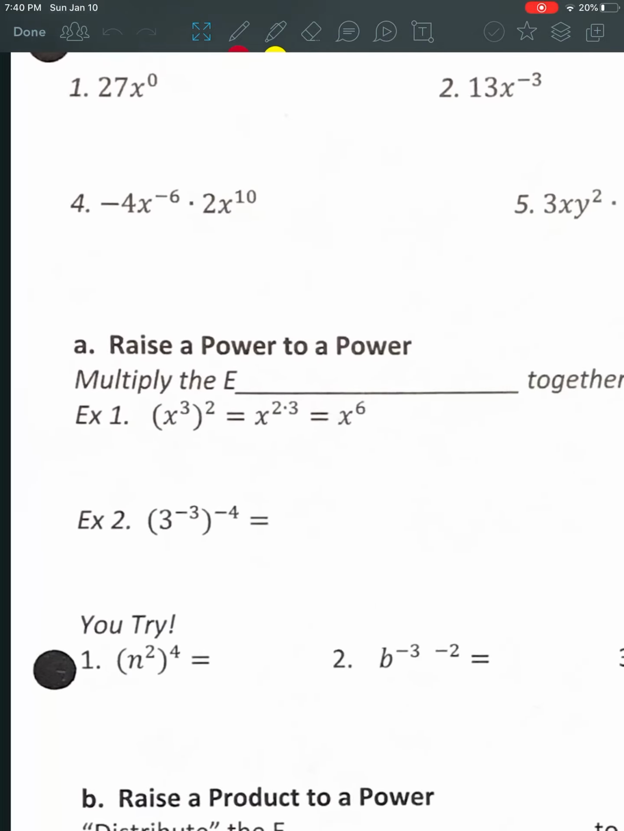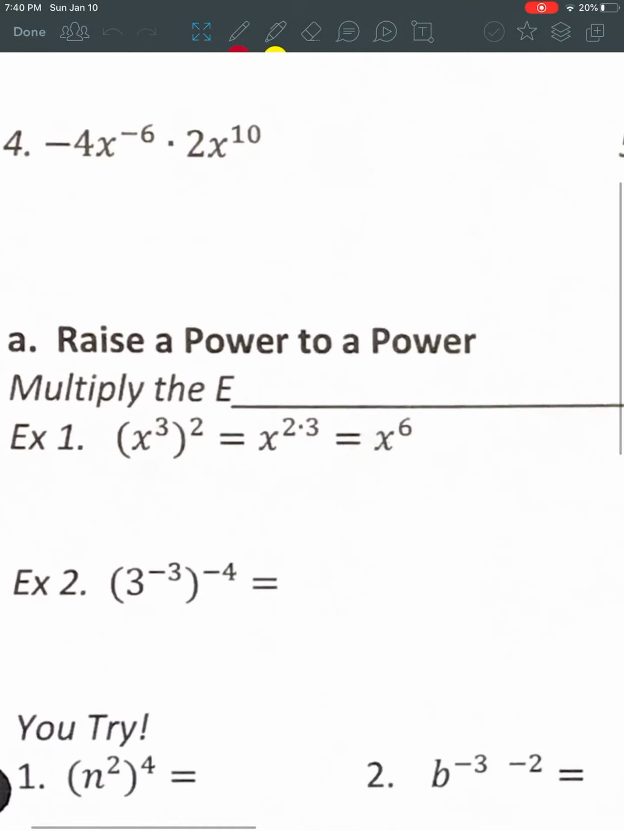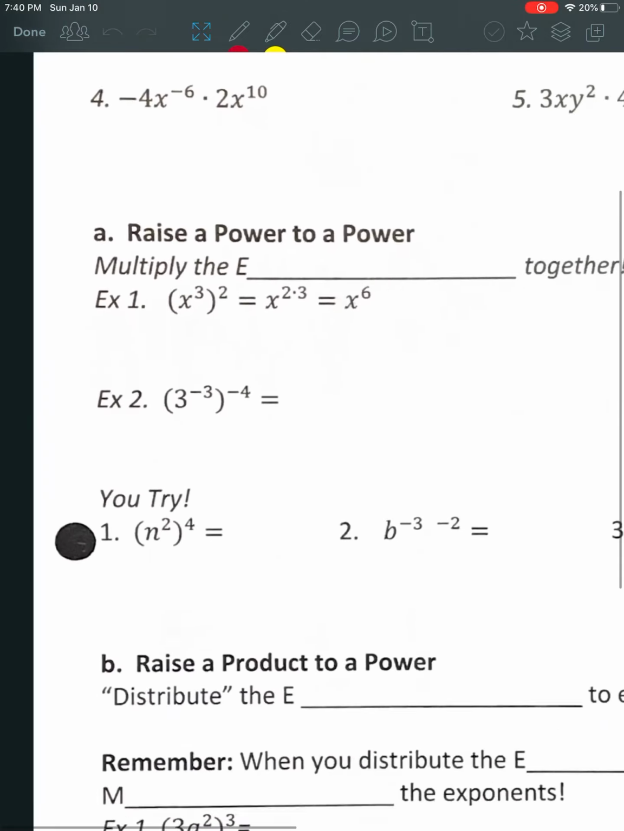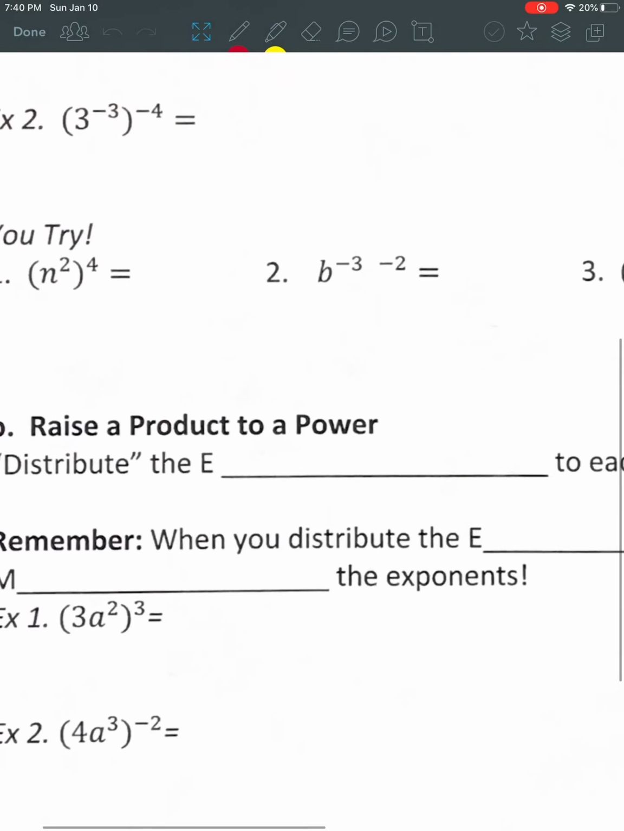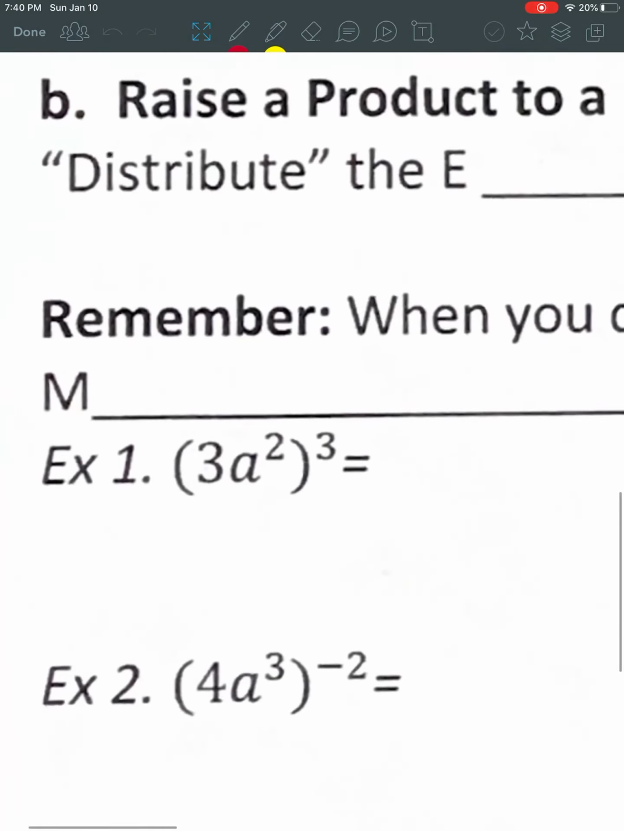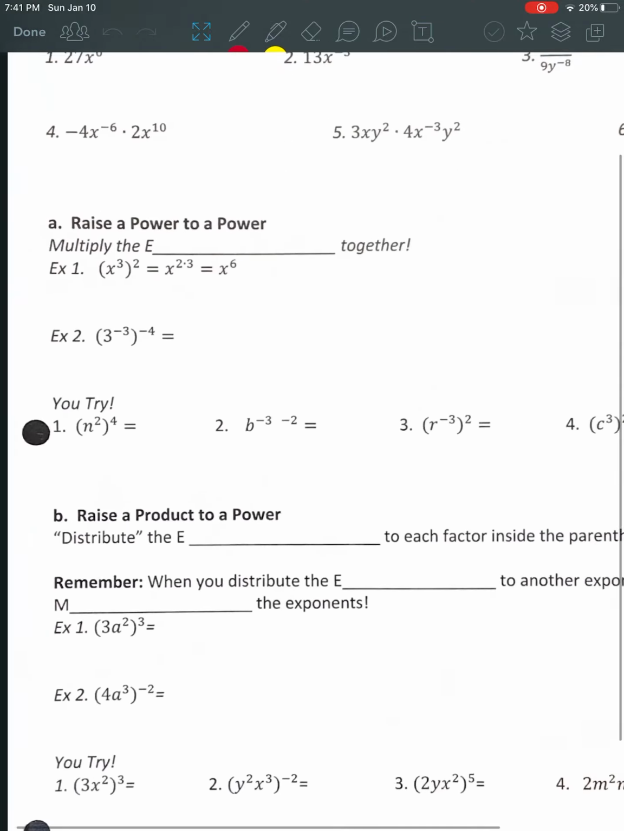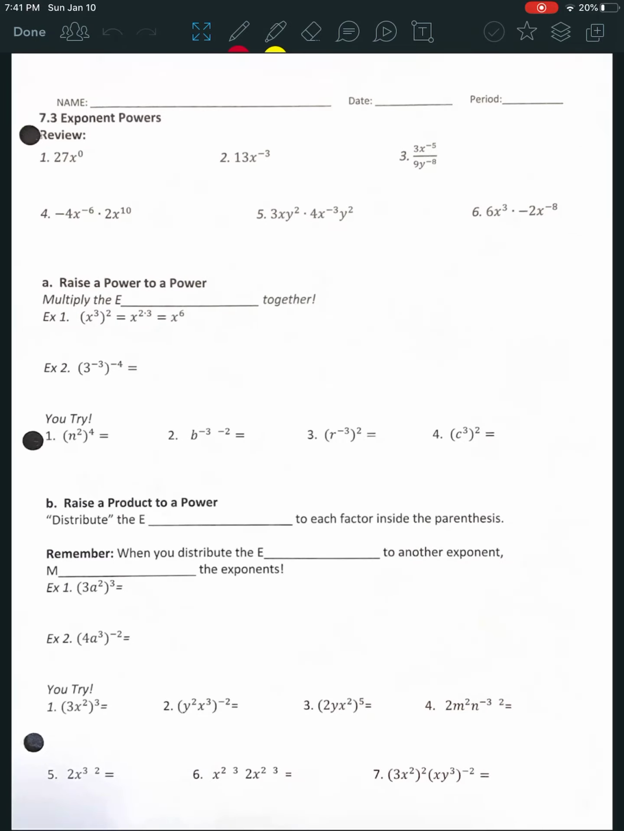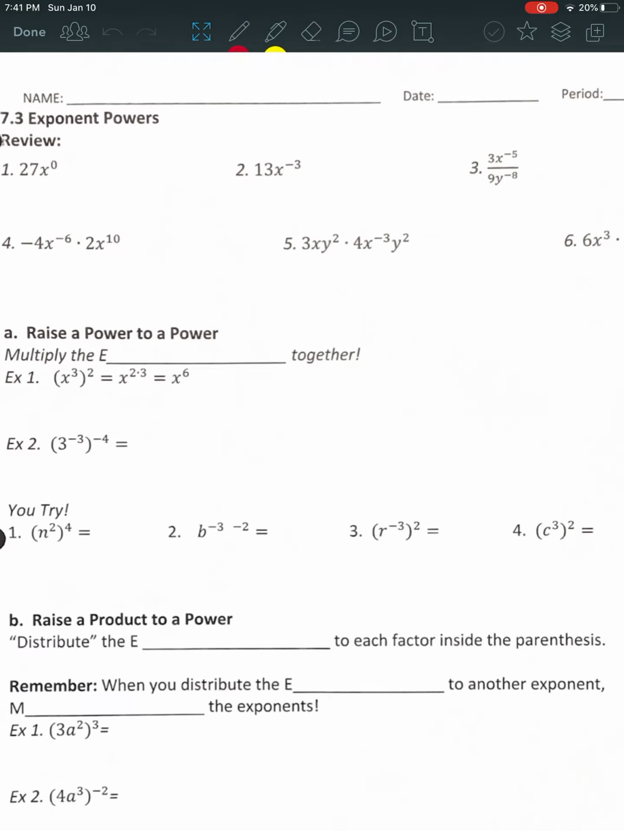Today's lesson is over more exponent properties. We're going to talk about two more. One is power to a power, where we have an exponent that is raised to another exponent. And then we're also going to have a product to a power. Notice inside the parentheses, you're going to be multiplying something, and then all of that is raised to a power. So we have two more exponent properties for today.